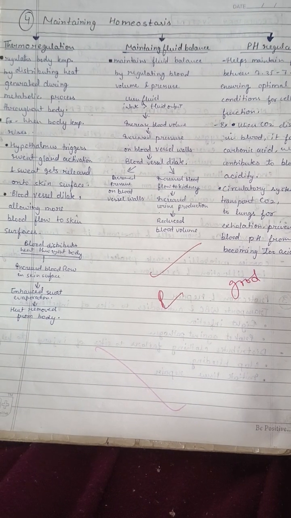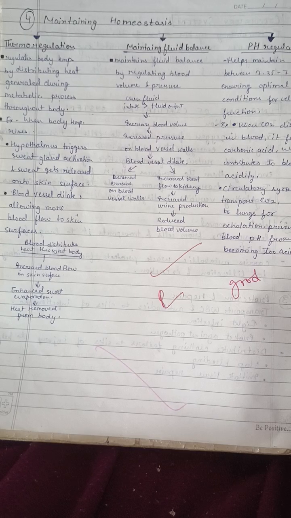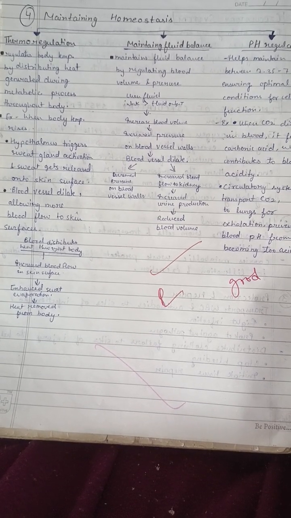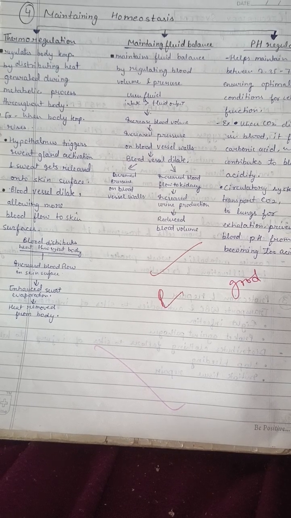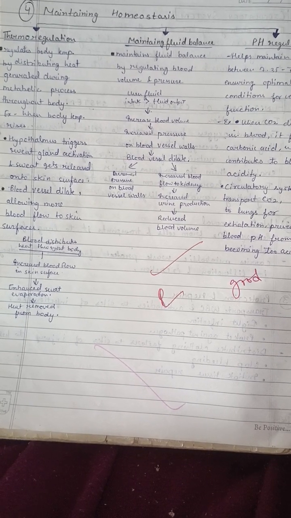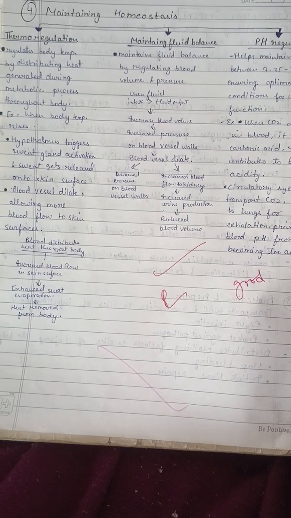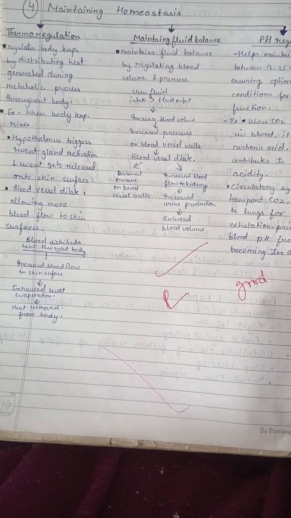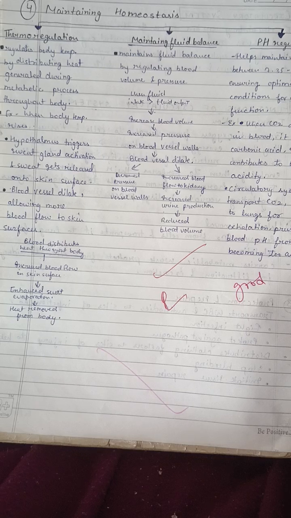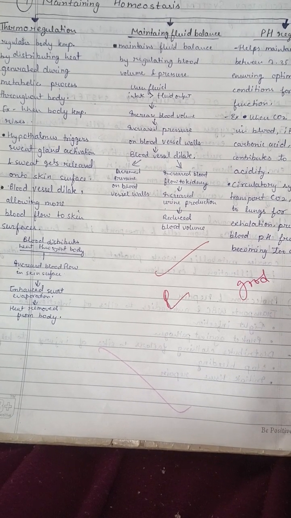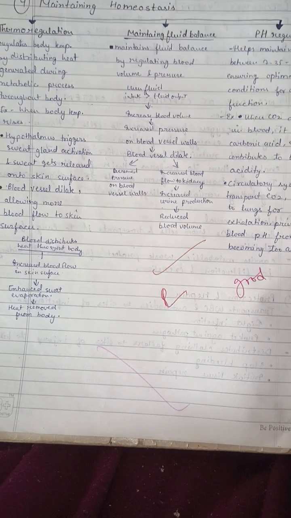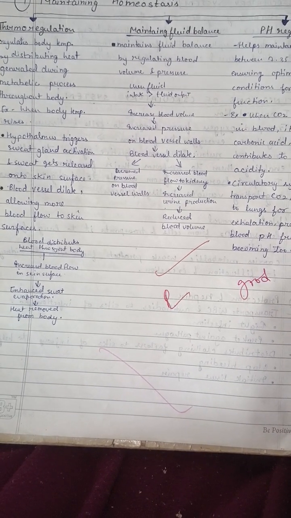For example, when body temperature rises, the hypothalamus triggers sweat gland activation, and sweat is released onto our skin surface. And when the body needs cooling, in a second process, blood vessels dilate, allowing more blood to the skin surface, which also cools down the body.